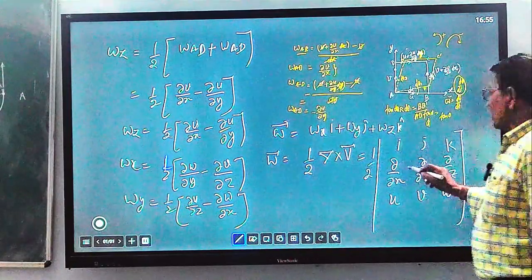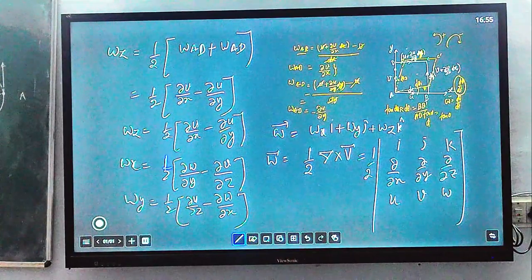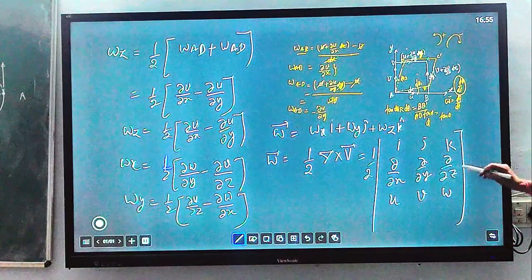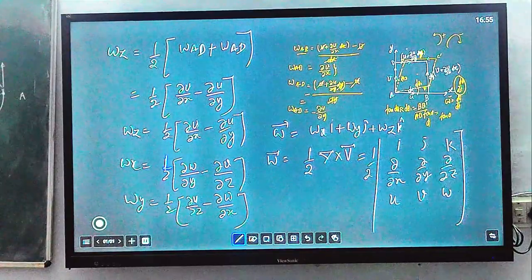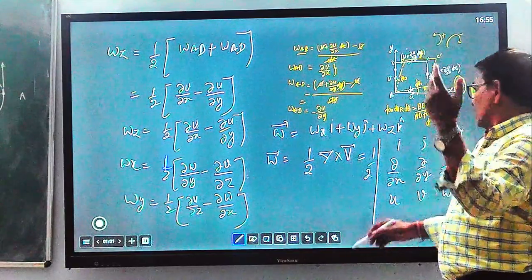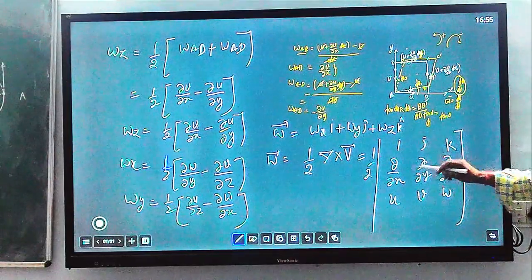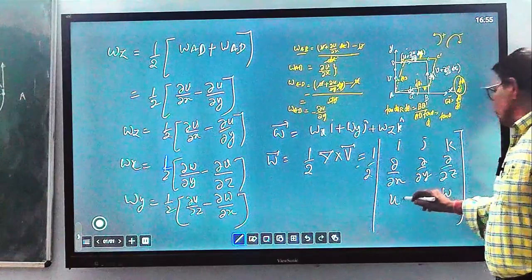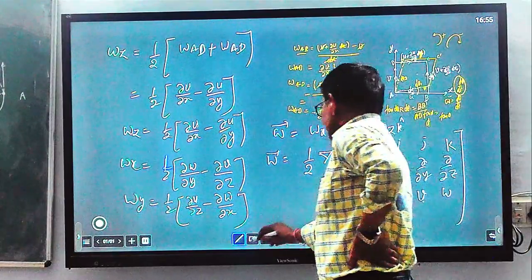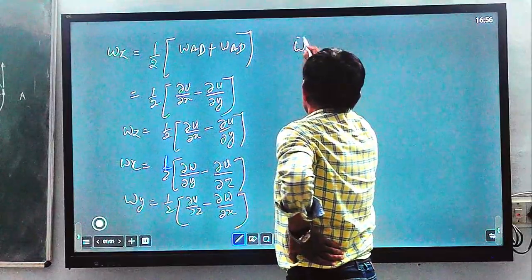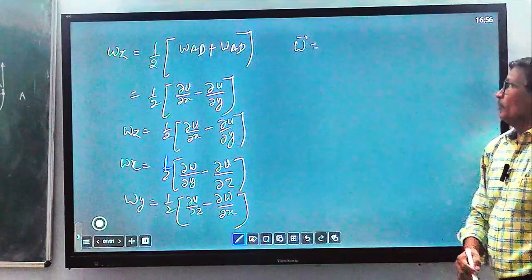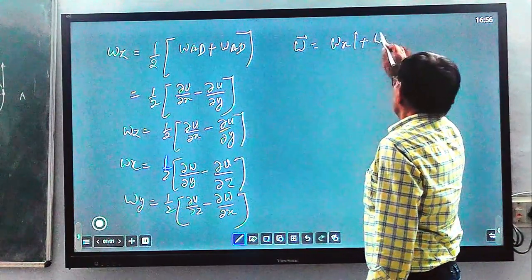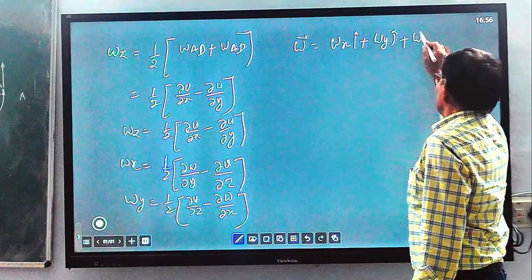Combining together, you can find curl V using determinants, which we have already studied in lower classes, at intermediate level and in mathematics. Everyone is already familiar with how to calculate curl V. This is the cross product of the del operator with the velocity. Velocity has three components u, v and w. So simply you can find omega. So omega equals omega x i plus omega y j plus omega z k. You can represent all these components in vector form.